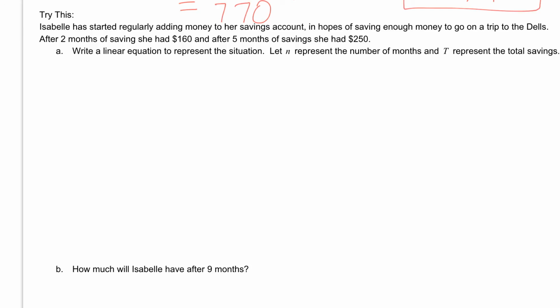If you did letter A correctly, you should have gotten the equation that T equals 30 times M plus N plus 100. And then for part B, you should have gotten $370. If you have questions on either one of those, please let me know.